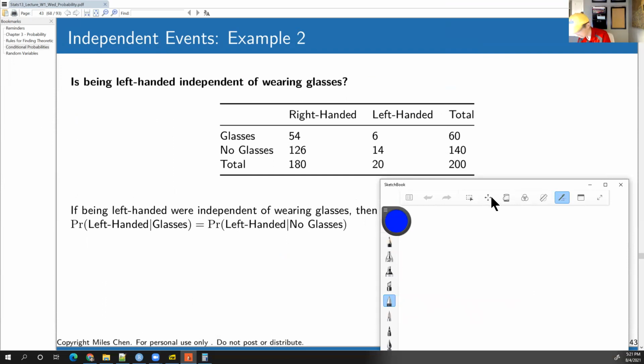What did I do? I just lost my pen. Oh, okay. It's right in front of me, just being dumb.